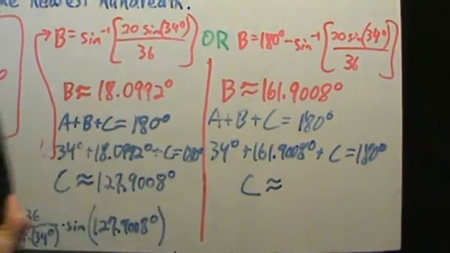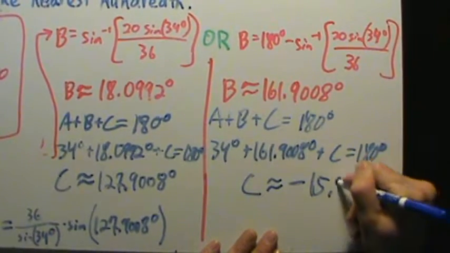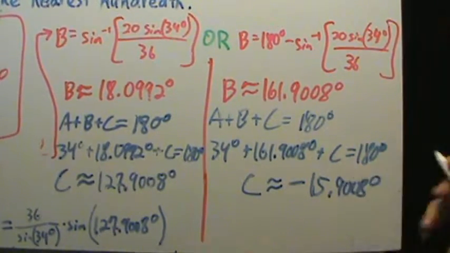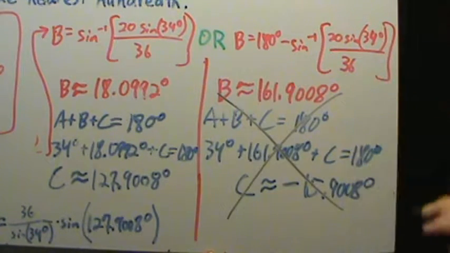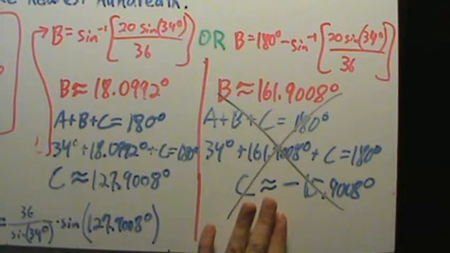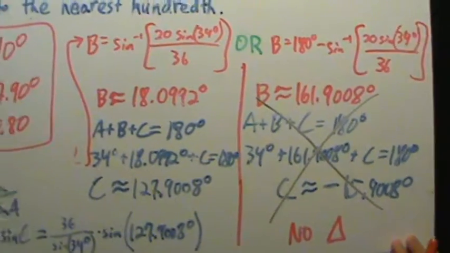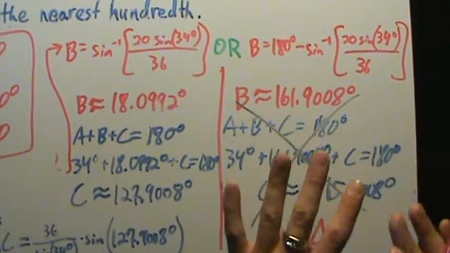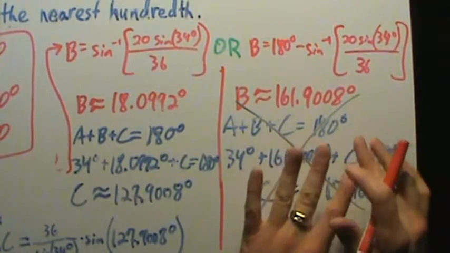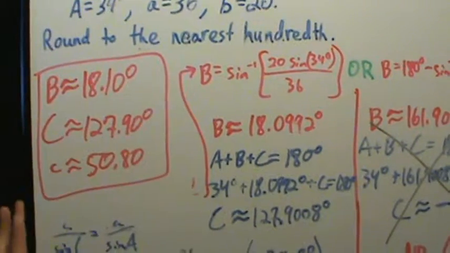Why is that a problem? Well, it's a problem because it's a negative number. So C is approximately negative 15.9008 degrees. And that's just not going to happen. A triangle cannot have a negative angle like that. So since C is negative, this actually gives us no triangle here. So no triangle. So even though we have the ambiguous case, this second case over here does not give us any triangle. So that's something else that could happen with this SSA. So that's example 6. The only possible triangle we could have is here.